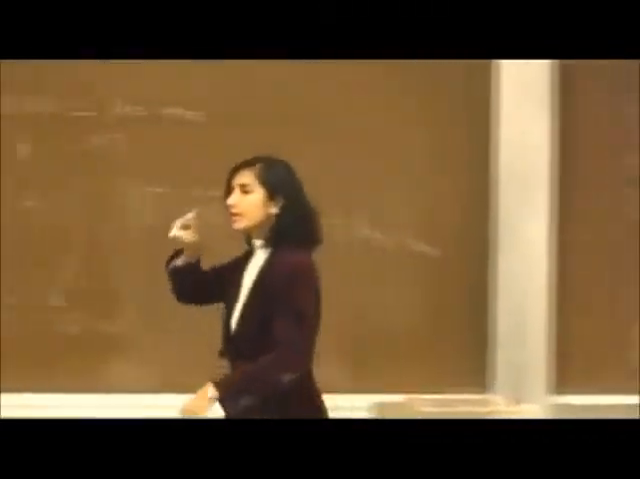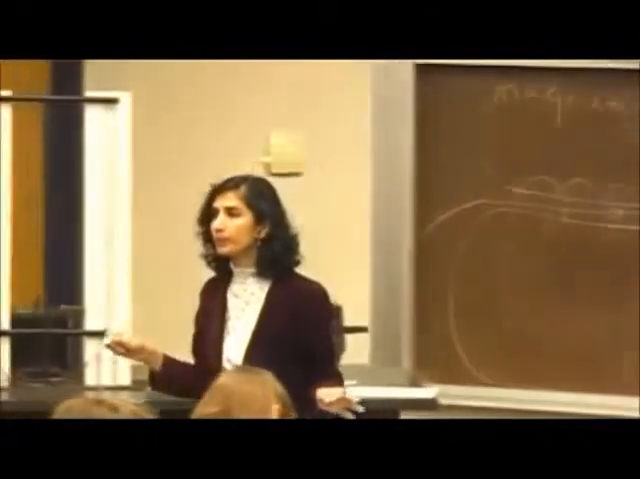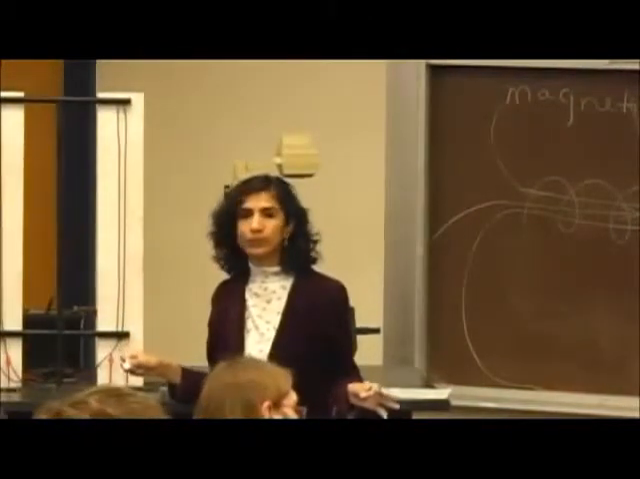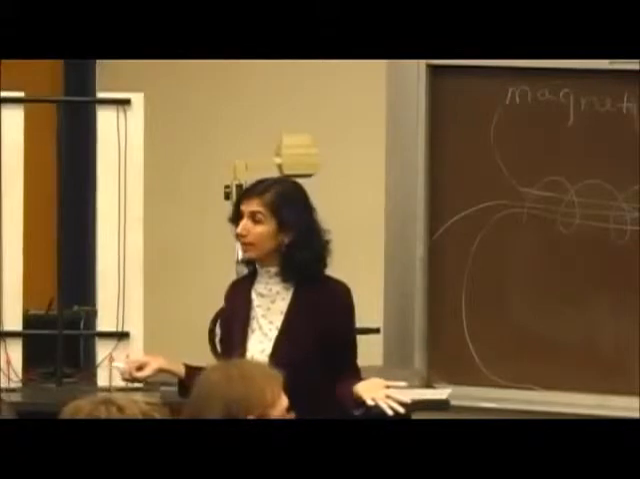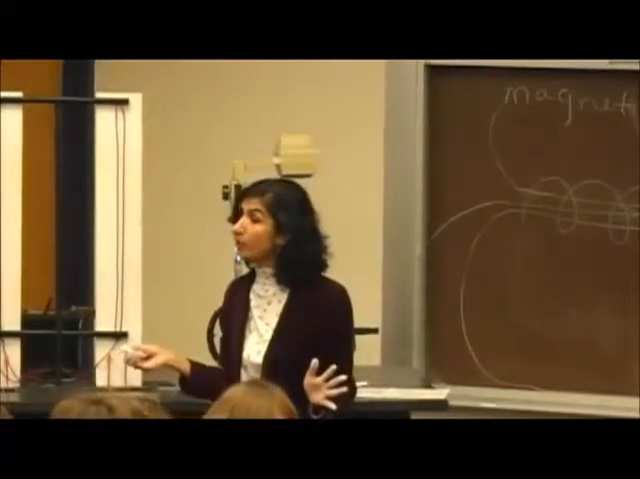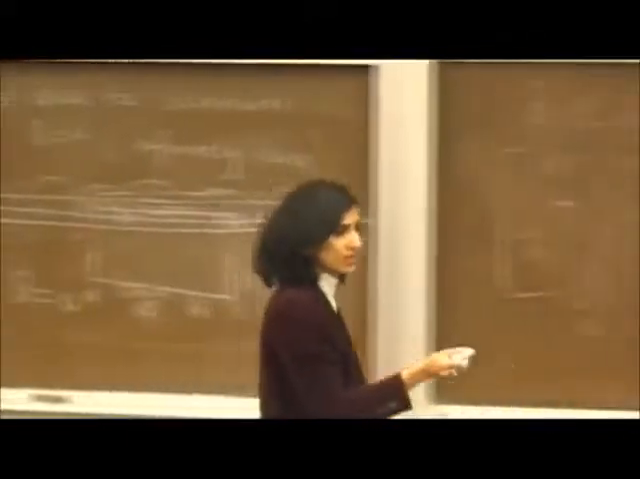So you can see that the magnetic field inside a solenoid only depends upon the current and the number of turns per unit length. That's it. Does it depend upon the radius? No, it does not depend upon the radius of this thing.